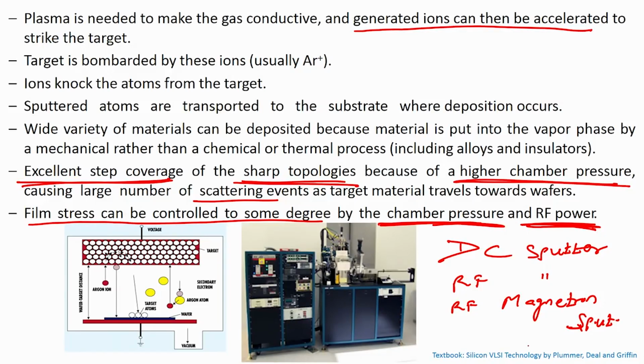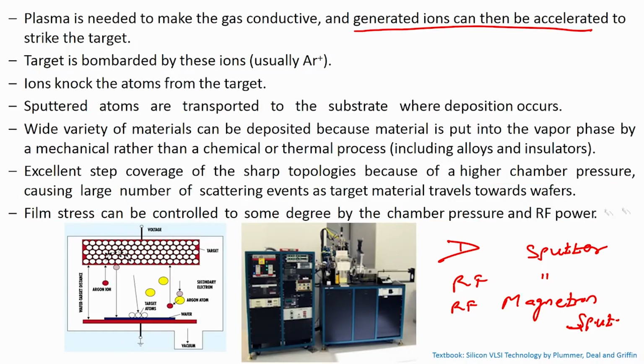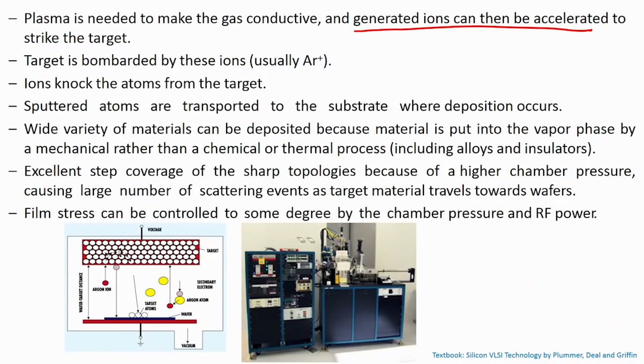Okay. So, the point is you can change the chamber pressure, you can change the RF power, and your film stress can also be controlled. Okay. So, what have we understood? We understood that there are mainly three ways of physical vapor deposition: thermal evaporation, e-beam evaporation and sputtering.